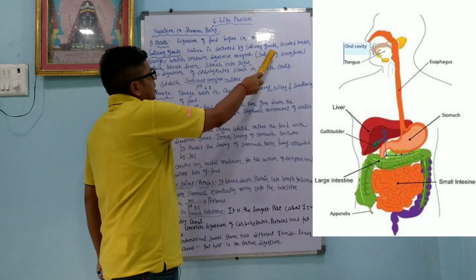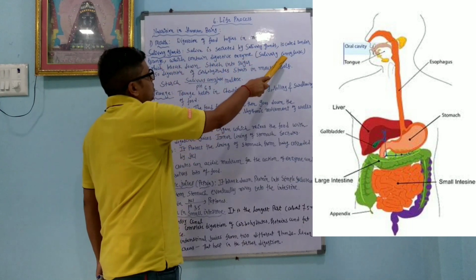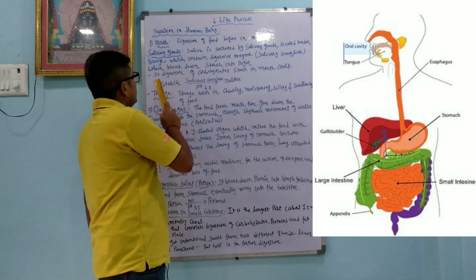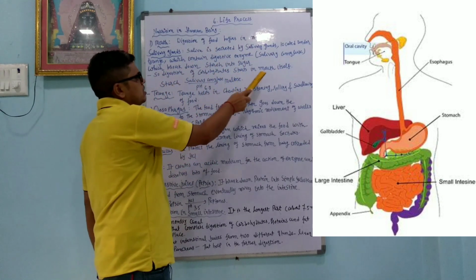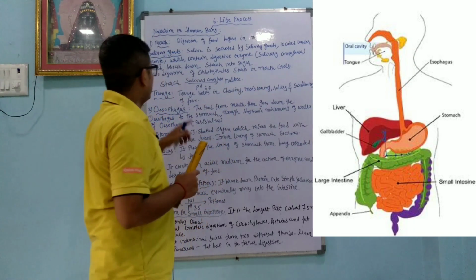Saliva is secreted by the salivary gland located under the tongue, which contains a digestive enzyme called salivary amylase, which breaks down the starch into sugar. So digestion of carbohydrates starts in the mouth itself. Now what reaction is going on?